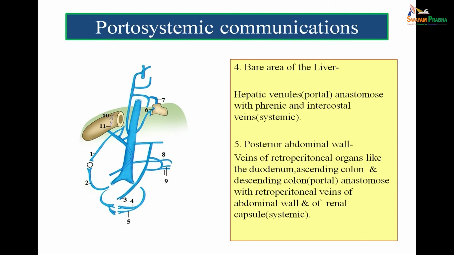Now, the other site for portosystemic anastomosis is the bare area of the liver. Here the hepatic venules of the portal system anastomose with the phrenic and intercostal veins, which are systemic. So, you can make out 10 are the phrenic and intercostal veins and 11 are the hepatic venules. Then again the posterior abdominal wall, here we are referring to veins marked by 8 and 9 in the figure, veins of retroperitoneal organs like duodenum, ascending colon and descending colon, portal, marked by 9, anastomose with retroperitoneal veins of the abdominal wall. These are called veins of Retzius and of the renal capsule. These are all systemic channels.